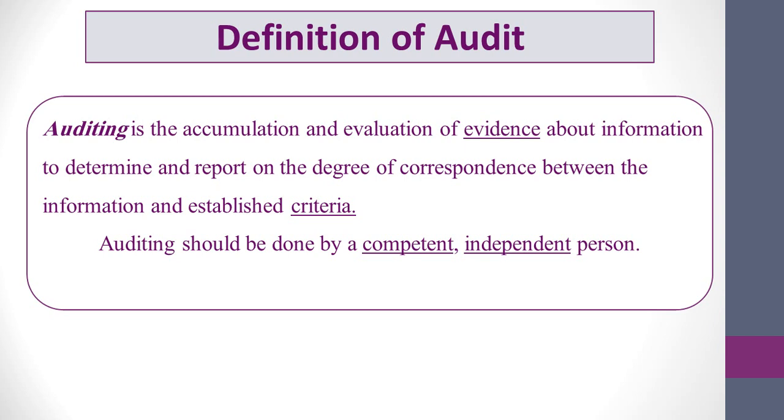Okay? So what is the meaning of auditing? Auditing is the accumulation and evaluation of evidence about information to determine and report on the degree of correspondence between the information and established criteria. Auditing should be done by a competent independent person. So this is the accepted definition for auditing, and we accepted this definition because it includes several keywords and phrases for easing the understanding of auditing. Also it's a general definition because it's acceptable for all types of auditing.